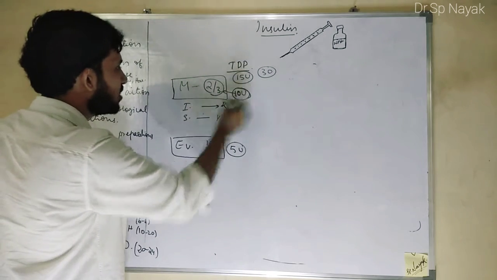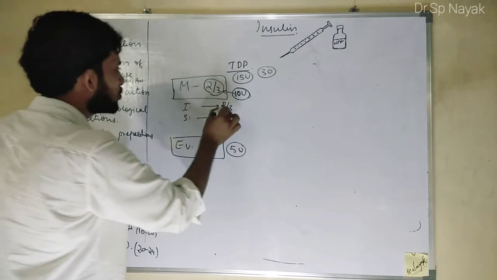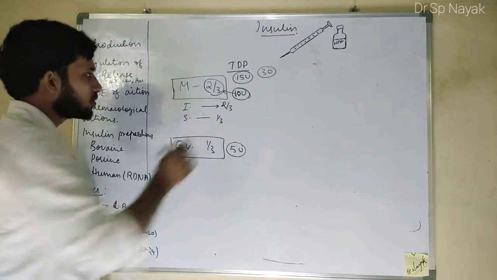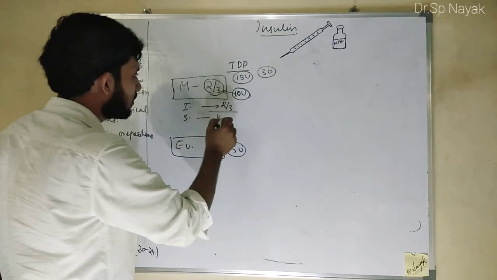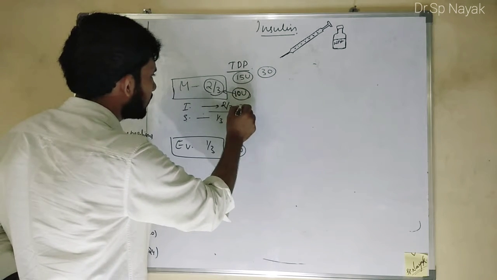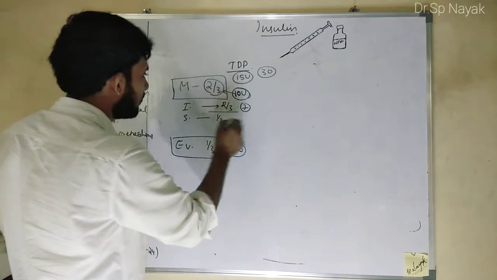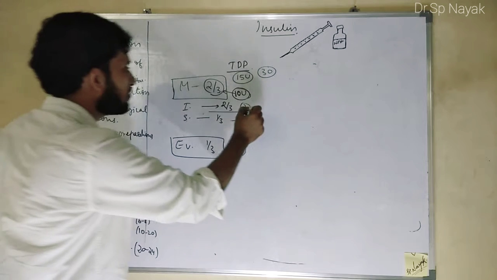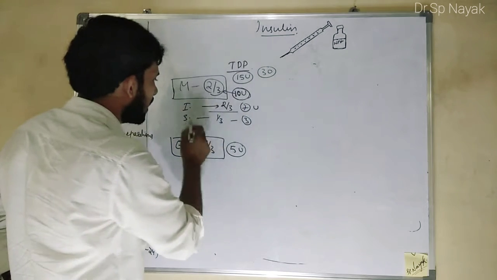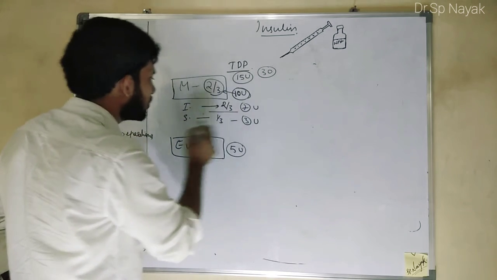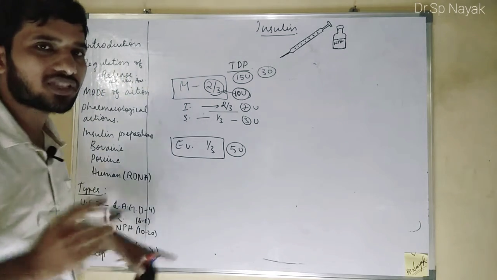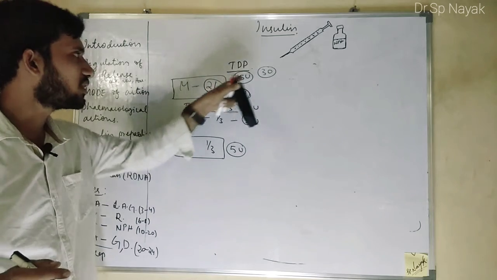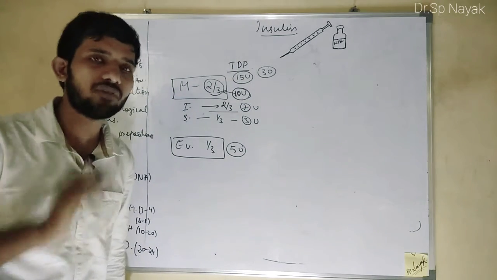So from these 10 units, intermediate acting should be 2/3 and short acting should be 1/3. So what will be the 2/3 from the 10? It will be around 7, and 1/3 will be 3 units. So 7 units of intermediate acting and 3 units of short acting should be mixed and given as the morning dose for the patient who has 30 kgs of body weight.